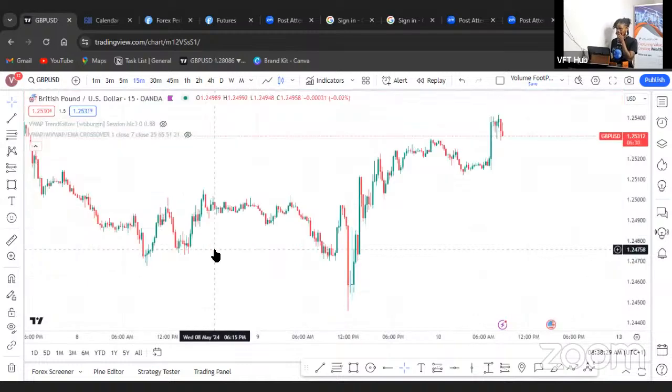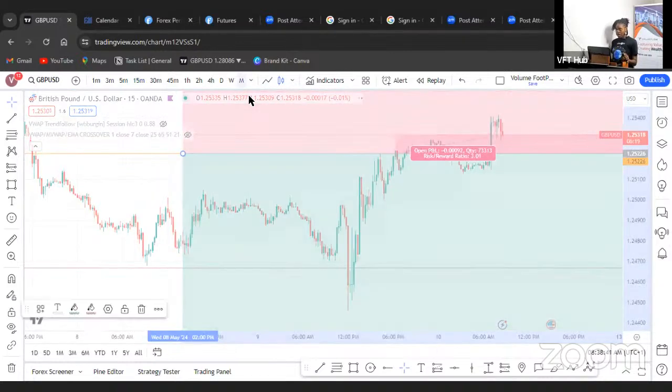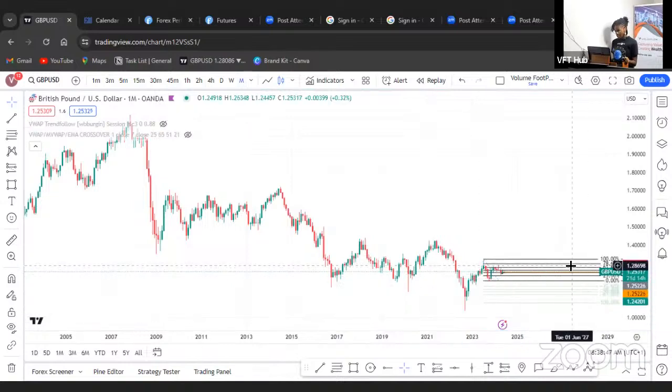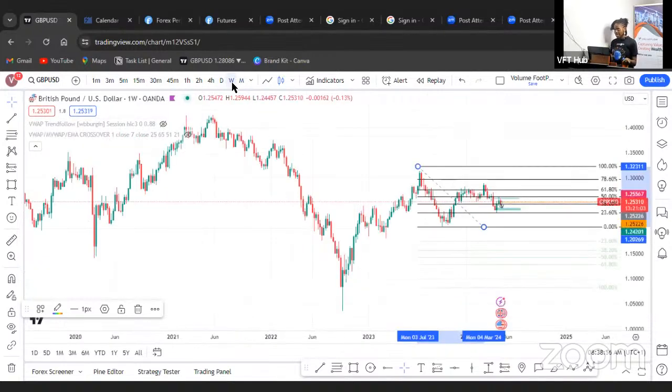So down to GBP USD. Just going to take this off. All right. On our monthly time frame, you can see that price is clearly bearish. On our weekly time frame, I beg your pardon, on our weekly time frame, price is clearly bearish, taking out this low, expanding to the downside, retracing into this fair value gap, and subsequently into this order block on the weekly time frame.